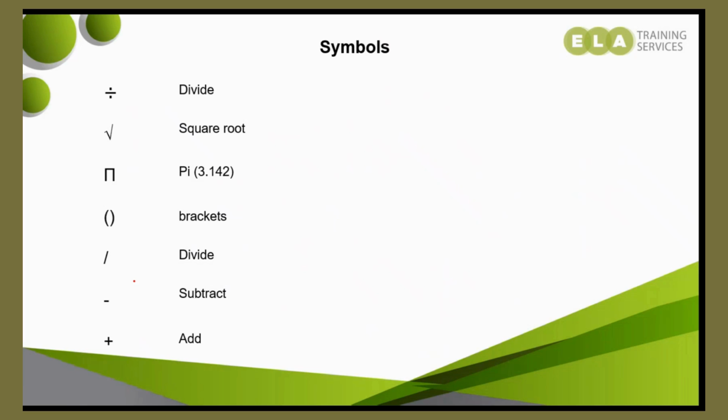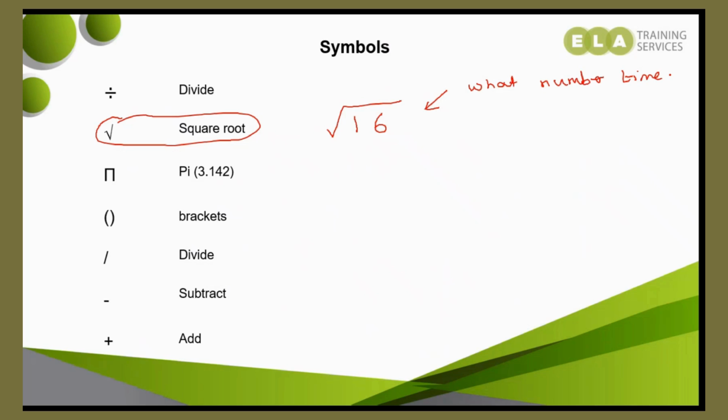So some of the most common ones that come up is square root. Now, for example, you might get something that looks like this. And this means what number times by itself is equal to 16? And the answer is 4, because 4 times 4 equals 16. So if you ever see that, that is what that is saying. It's saying what number times by itself makes the answer on the inside.